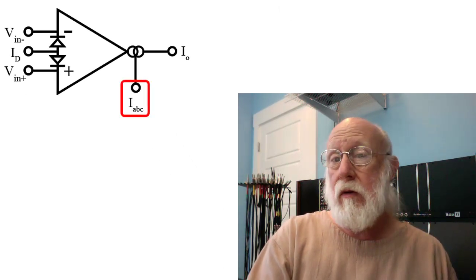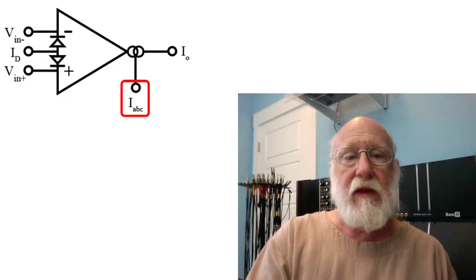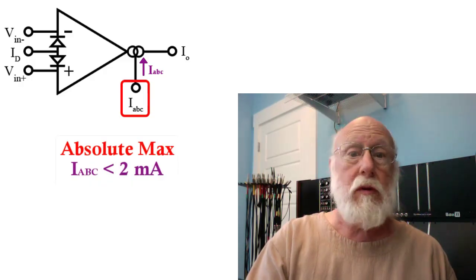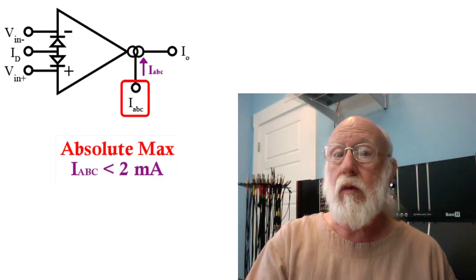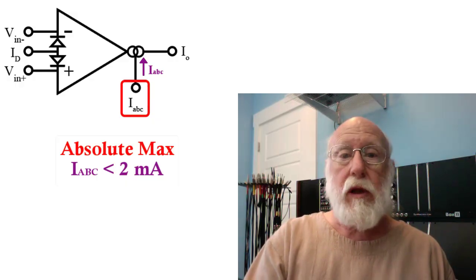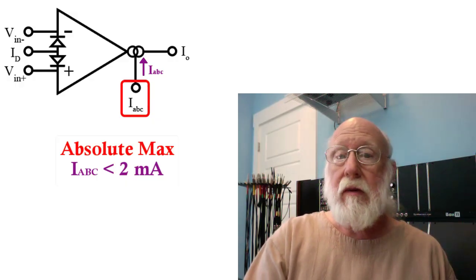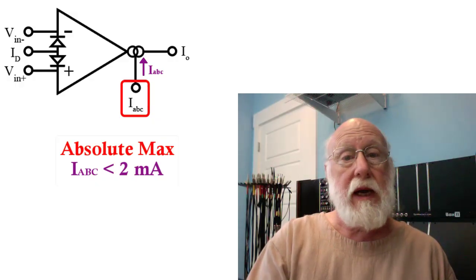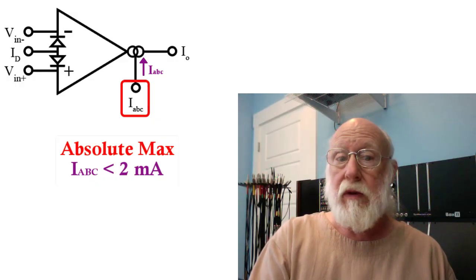Next, we have the amplifier bias current. Now, one thing of note here is that the absolute maximum current into that input is 2 milliamps. You do not want to exceed that or you will destroy the device. And in fact, as we will see later, you need to be a little bit cautious with this because you can inadvertently destroy the device.